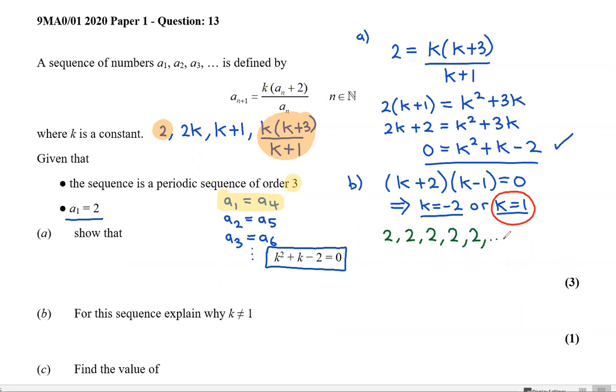Okay, so this sequence would not be periodic order 3. That's the problem. It's the same term over and over again, so it would break that condition.